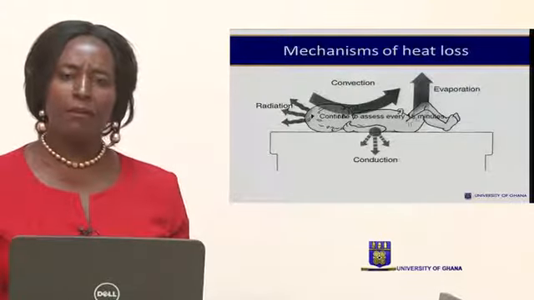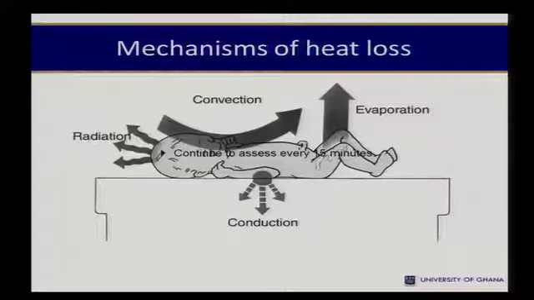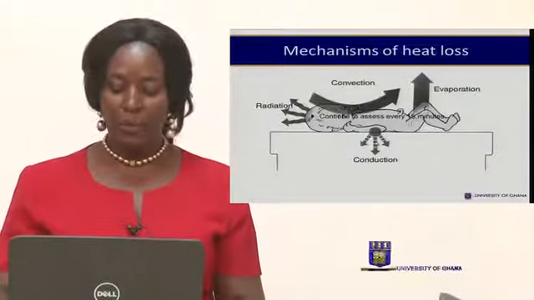So we're looking from this diagram at some mechanisms by which the baby has heat loss. So you see radiation, convection, evaporation, and conduction. So we're going to look at what each one entails.